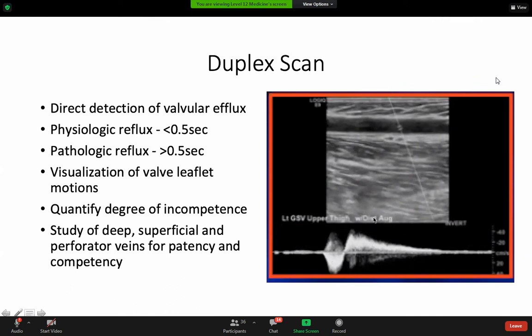What is reflux? I put the tracer inside the vein, and then I squeeze the calf muscle. Normal reflux should be less than 0.5 second. So when I squeeze the calf muscle it happens fast, so the valve closes. Pathological reflux is if it's more than 0.5 seconds. So when I squeeze the calf muscle it will be slower. So this is pathological reflux. From this, I diagnose if there is a reflux in the vein or not.